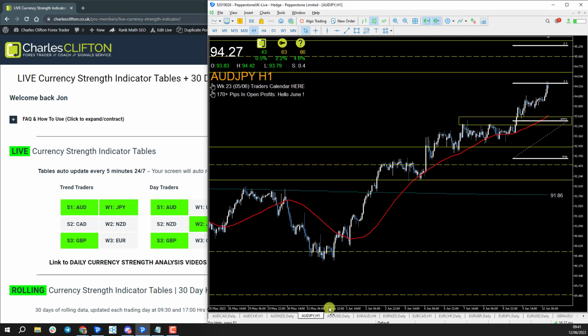So I'm going to leave it there. Aussie yen definitely the one that's looking really good. We could have a look at pound yen entries as well on those pullbacks into that key level of support.